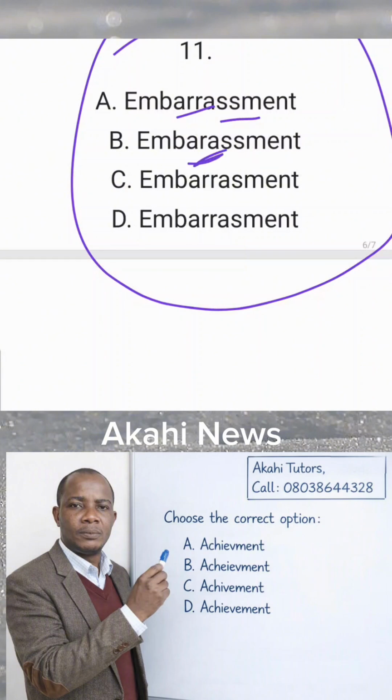Question 11. Take note, the word embarrassment has double R, double S. So this is wrong because of the omission of one R. And this is wrong because of the omission of the second S. This is also wrong because of the omission of the second S. So A is correct. Embarrassment, unlike harass that has only one R.